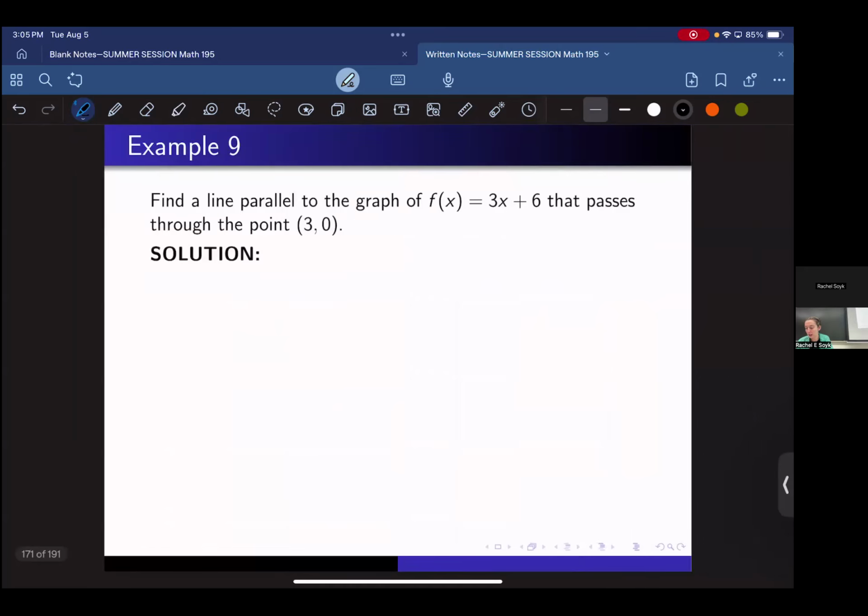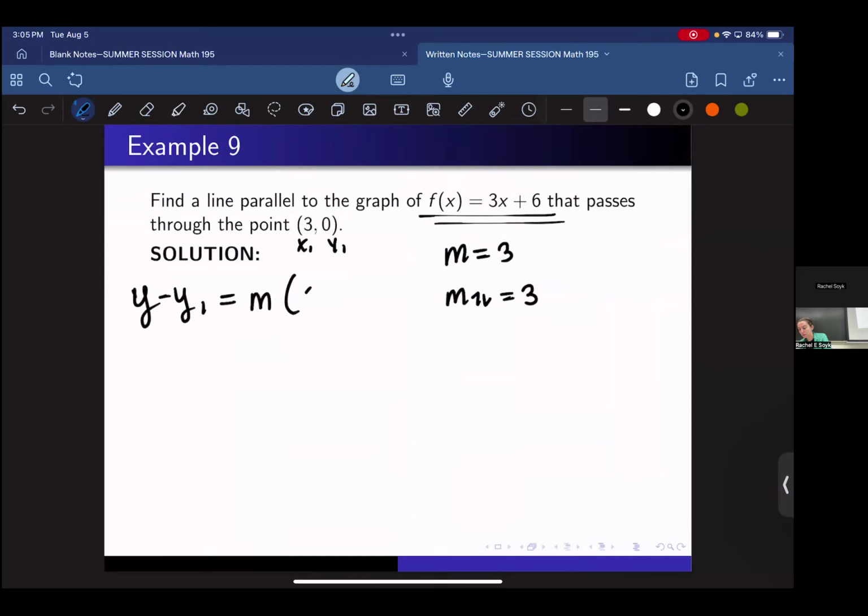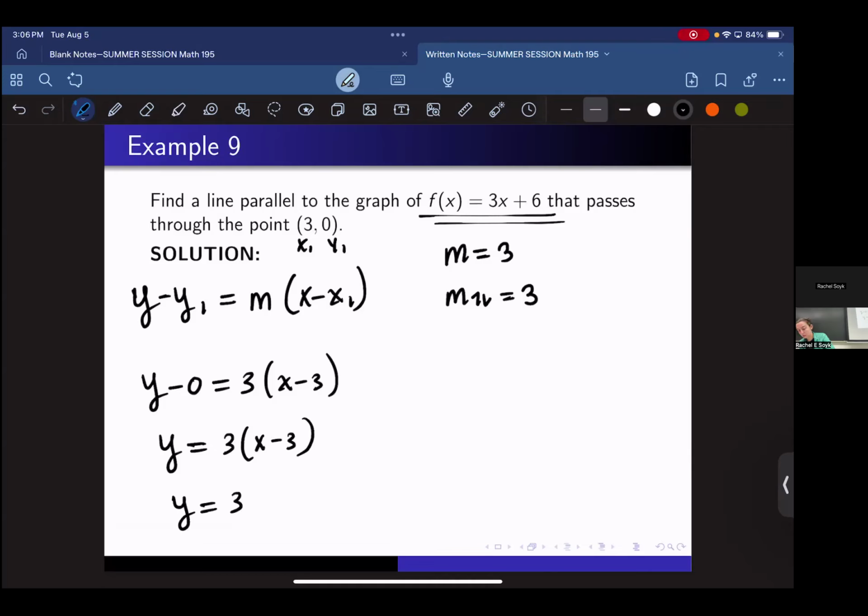So our example 9 is now finding a line parallel. Remember, parallel lines have the same slope. So if our slope is 3 here, our parallel slope is also 3. And then we utilize that same formula. Y minus y1 equals m in parentheses x minus x1. Y minus 0 equals 3(x minus 3). That's a possible answer. Y equals 3 in parentheses x minus 3 is another answer. Or distributive property, and we get 3x minus 9. So any of these would suffice.